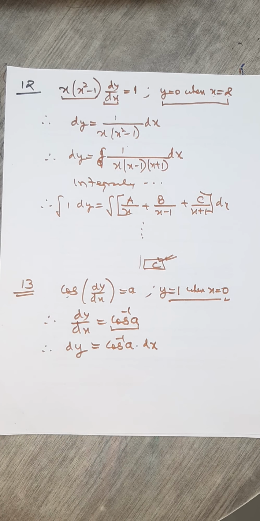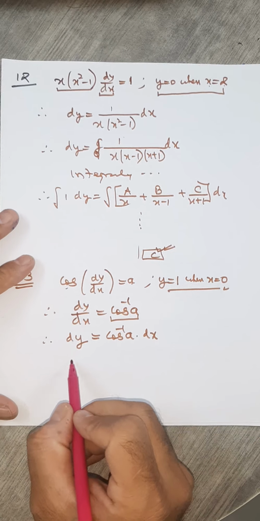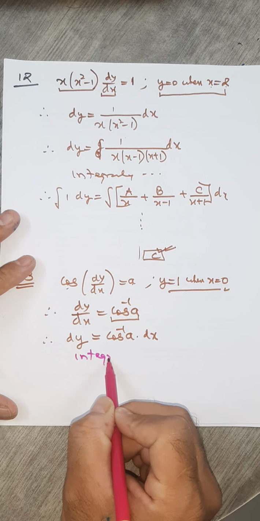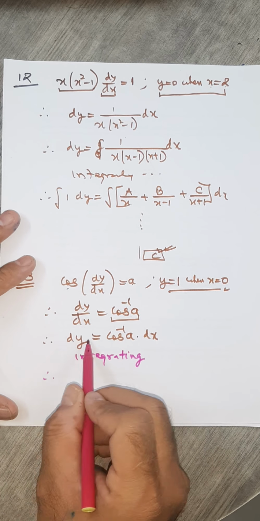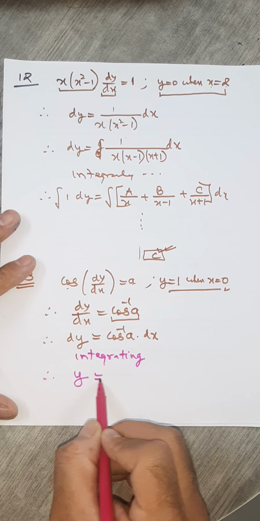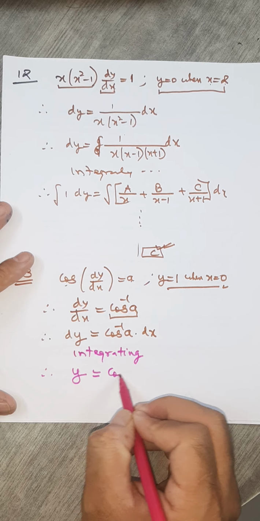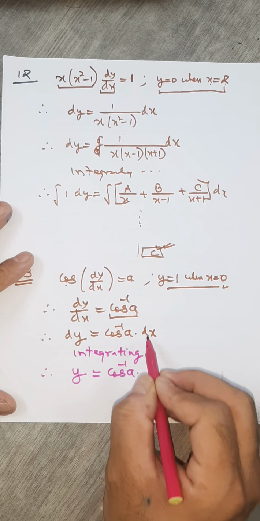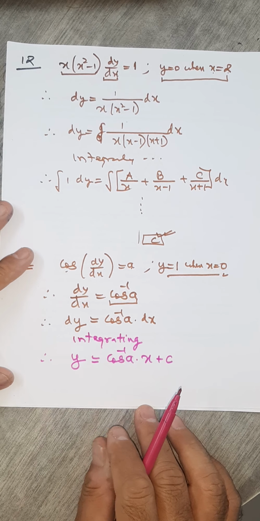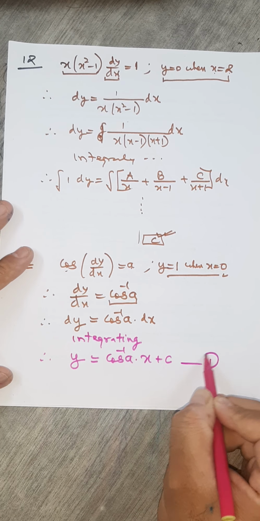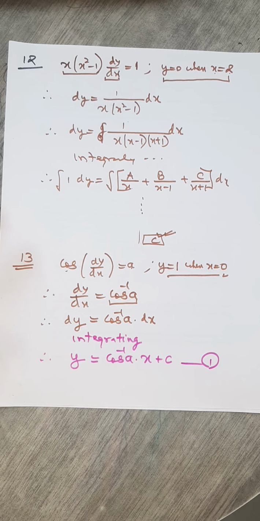Now this is in variable separable form, so we just integrate it. So integrating, what's integral of 1 with respect to y? It is just y. This is constant, cos inverse a. Integral here x plus c. I have dropped one step, remember here. Call this as 1. This is a general solution.